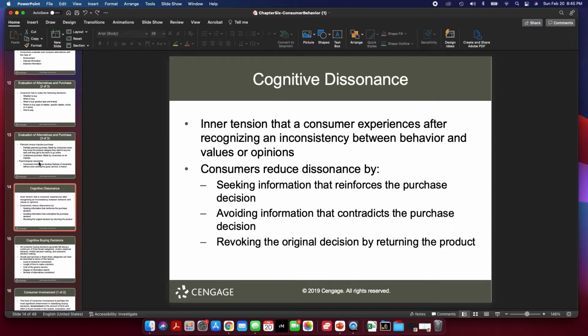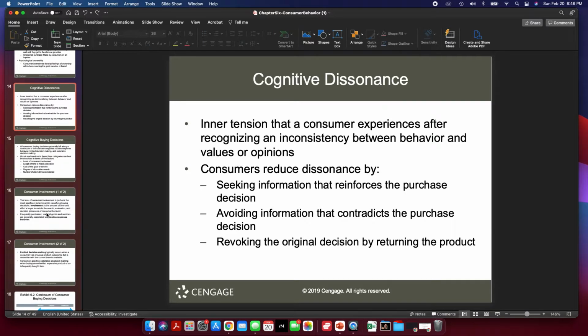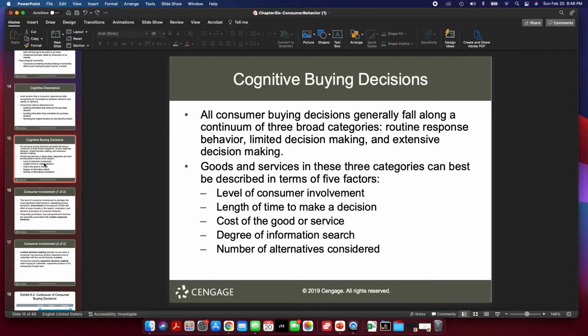Also, consumers avoid information that contradicts the purchase decision. So I'm not going to look at any other types of sliding doors right now because I don't want to feel bad about not getting accordion style doors or something else like that, right? And then also, revoking the original decision by returning the product, right? Sometimes you return the product without even thinking about it, and sometimes that can help reduce buyer's remorse. We've all gone through that where we bought something and then decided to return it and move on and buy something else.